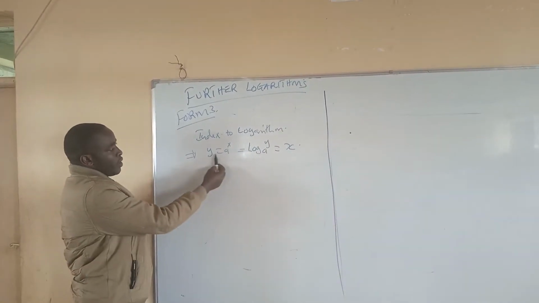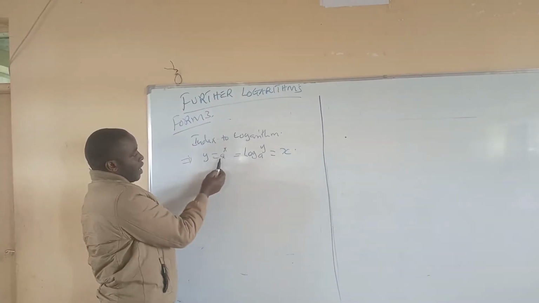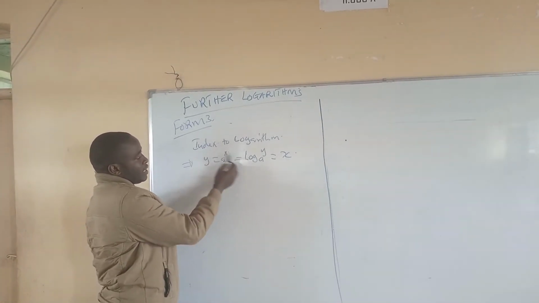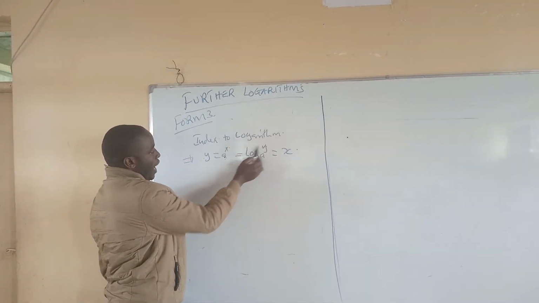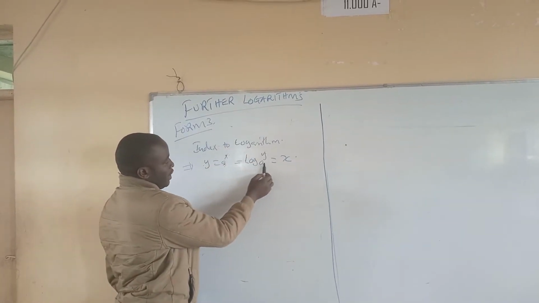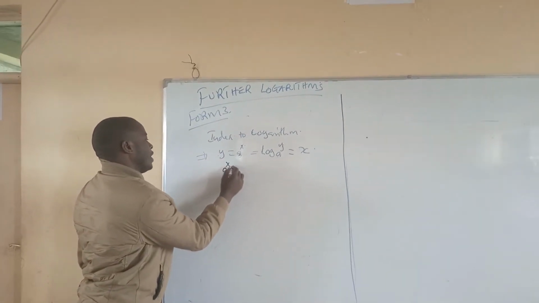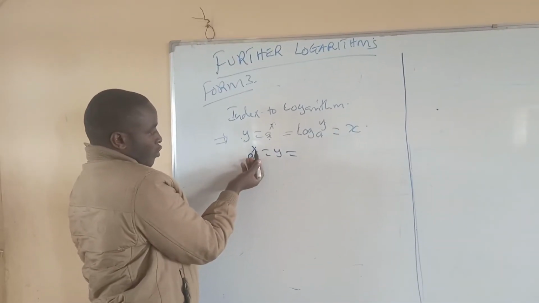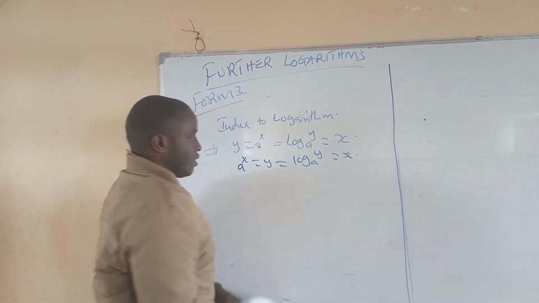That is, if you're given y equals a to the power of x, to write it in logarithmic form, you just have the logarithm to base a. You bring the y to the other side, and the answer now equals x. So it becomes log to base a of y equals x. That is, if a to the power of x equals y, that means log to base a of y equals x. That is the simplest way of doing it.